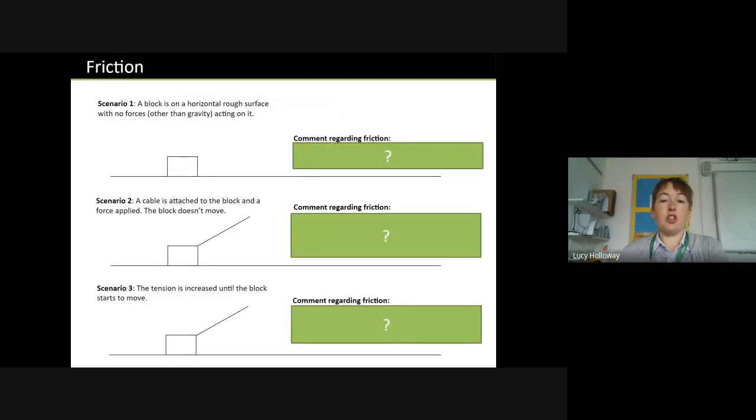We can also think about friction. So why don't you pause the video for a second, think about what might be under the green boxes, and then press play when you're ready to move on.